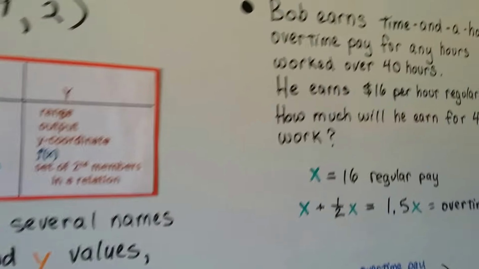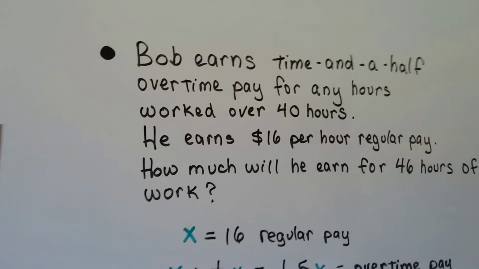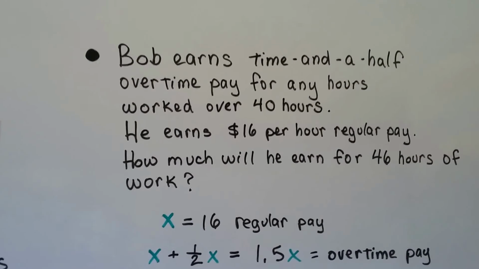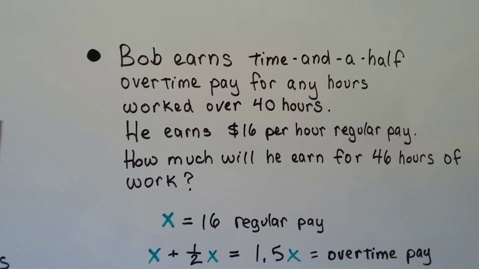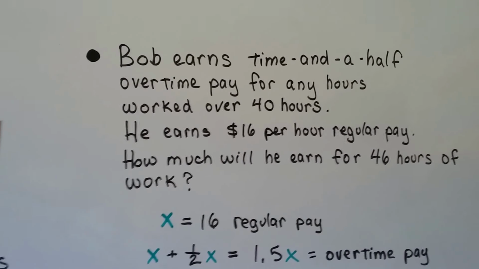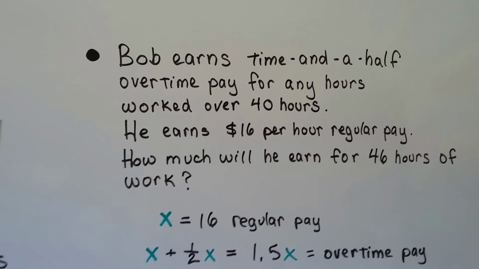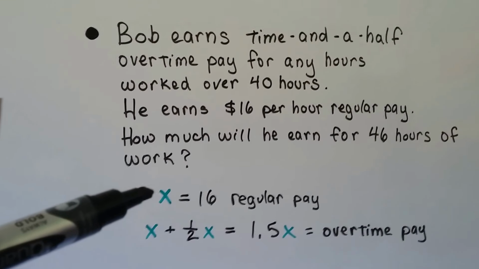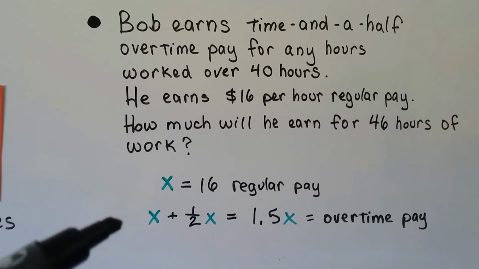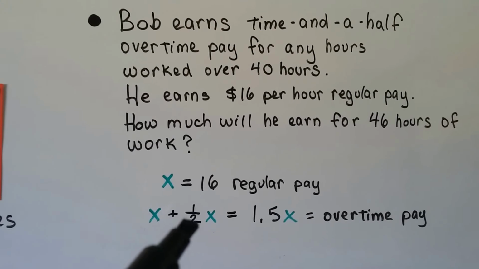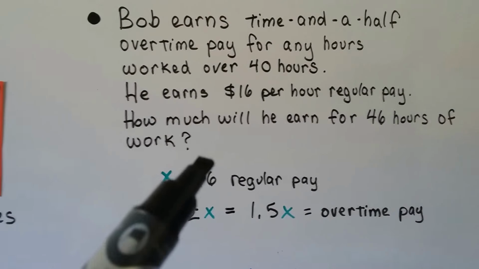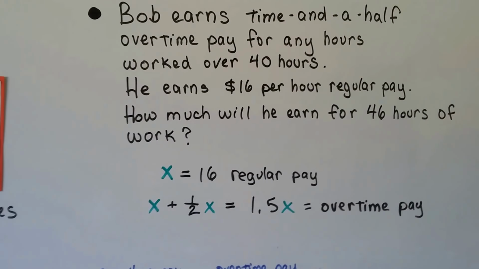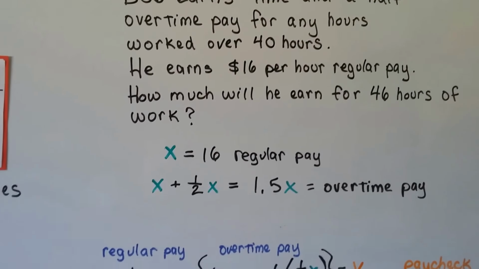I have one last example for you. Bob earns time and a half overtime pay for any hours worked over 40 hours. He earns $16 per hour regular pay. How much will he earn for 46 hours of work? So we're going to let x equal his regular pay. That's $16. So time and a half would be x plus half of x. It would be the 16 plus half of 16, see? It would be 1.5x, but we're going to go with the x plus half x, all right?